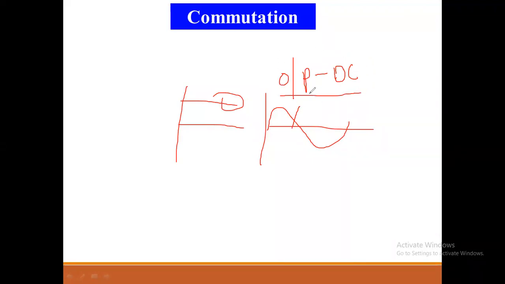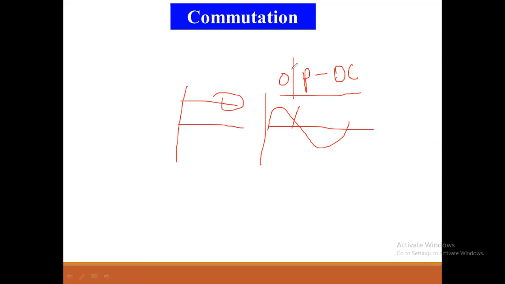Okay, so that means the function of commutator is to convert the alternating quantity into direct quantity, that is AC to DC. So the function of commutator is similar to that of a rectifier, right? No, I have told already the function of commutator, it is converting AC to DC. That means converting alternating quantity into a unidirectional current, or alternating current into a unidirectional current.